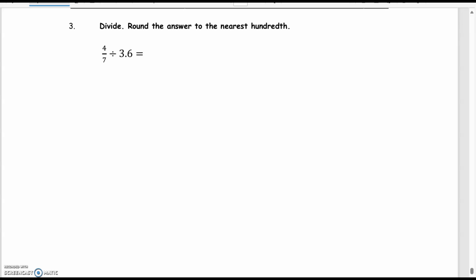So here we have 4/7 divided by 3.6. Let's write this down. We could convert 3.6 to a fraction. You can go 3 and 6/10, or you could just multiply the numerator and denominator by 10, which means you're not changing anything because 10 over 10 is a 1.